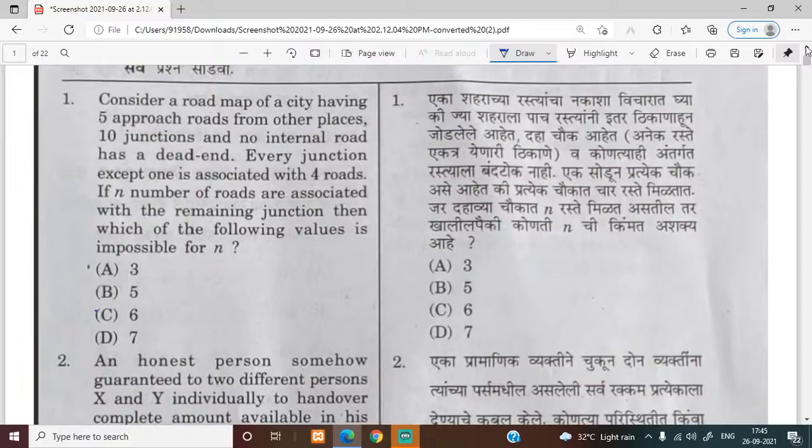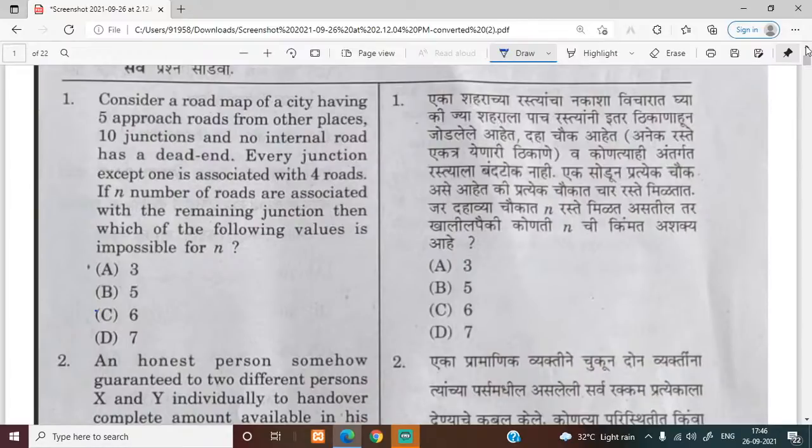The first question is: consider a road map of a city having 5 approach roads from other places, 10 junctions, and no internal road has a dead end. Every junction except one is associated with 4 roads. If n number of roads are associated with the remaining junction, then which of the following values is impossible for n?